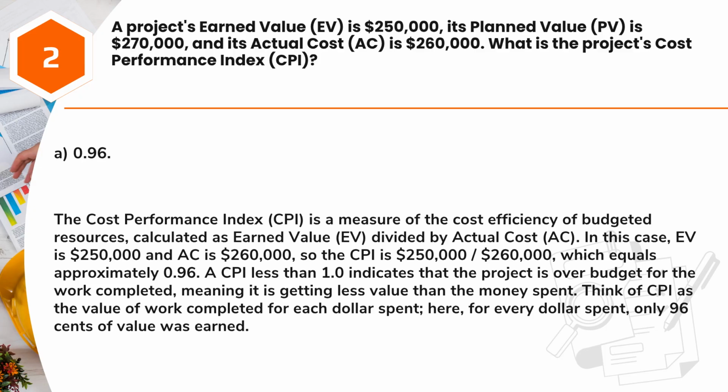A CPI less than 1.0 indicates that the project is over budget for the work completed, meaning it is getting less value than the money spent. Think of CPI as the value of work completed for each dollar spent. Here, for every dollar spent, only 96 cents of value was earned.